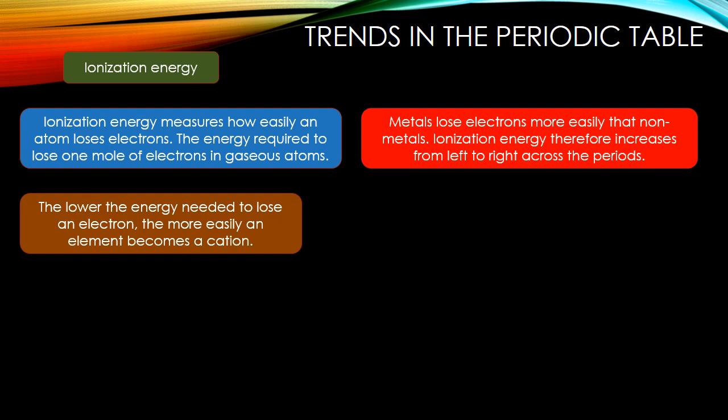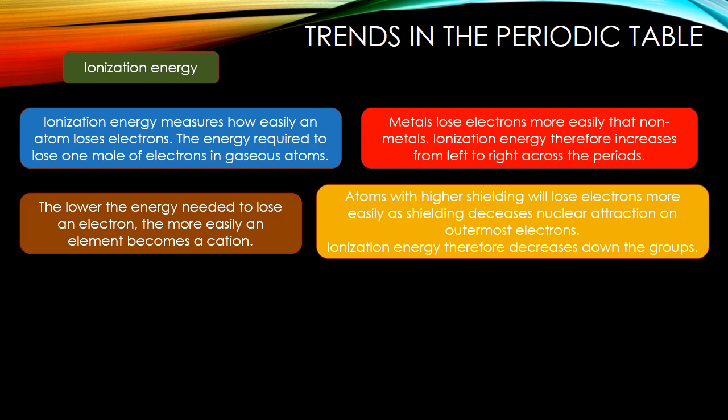Metals have fewer electrons in their outer shell and lower effective nuclear charge. Therefore, metals lose electrons more easily. So first ionization energy increases going from left to right of the periodic table. Atoms with higher shielding will also lose electrons more easily. So going from top down the periodic table, ionization energy decreases.